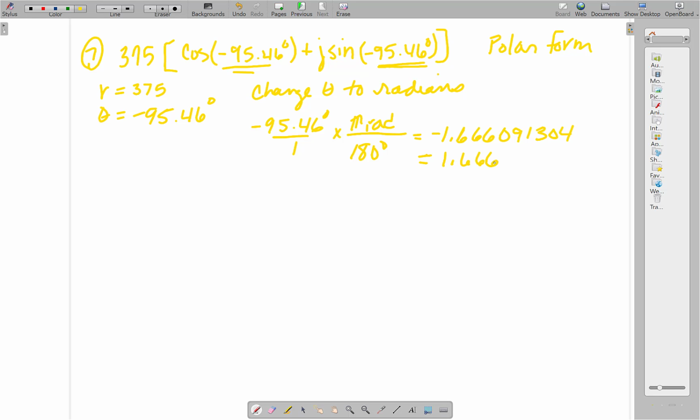Okay, so now our theta in radians is negative 1.666. Let's write our exponential form. R times e to the j theta is equal to 375. Sorry, in your textbook they have a 0.5, so I apologize. I'm going to have to add that there. 375.5 e to the negative 1.666j.